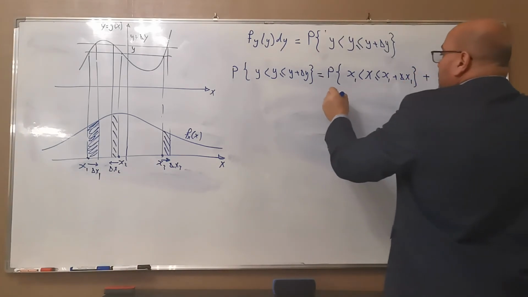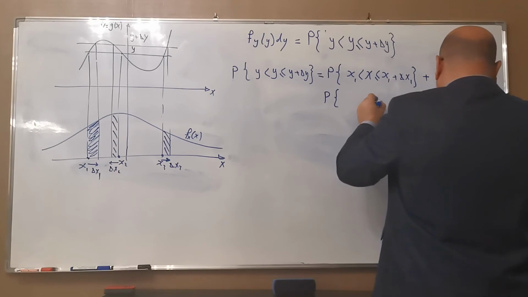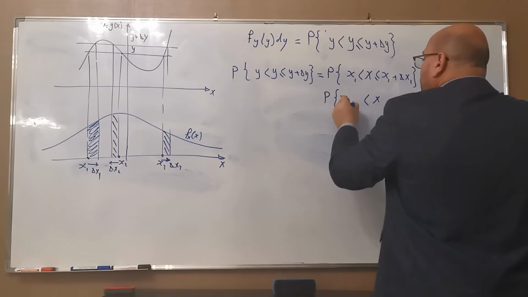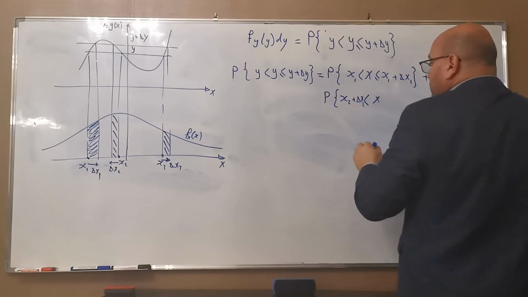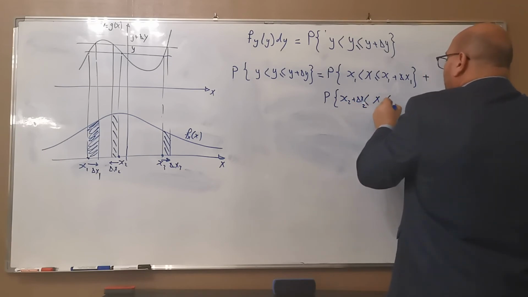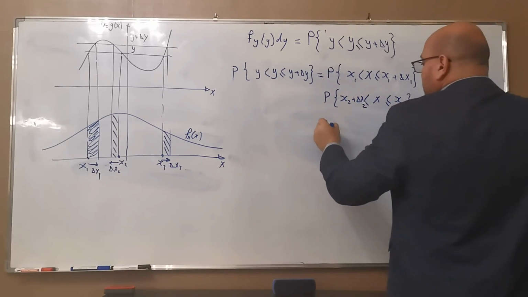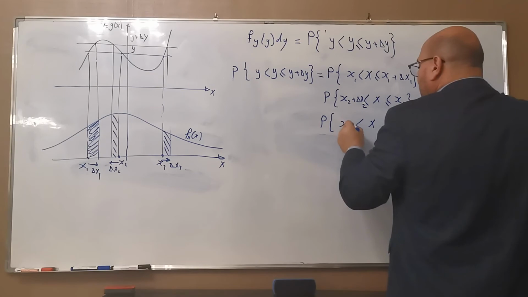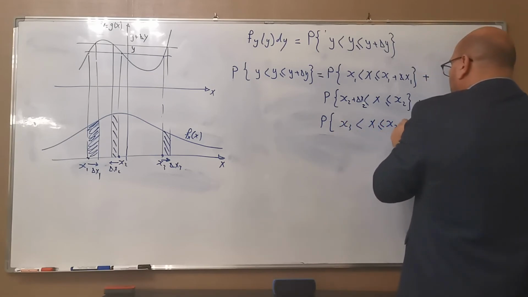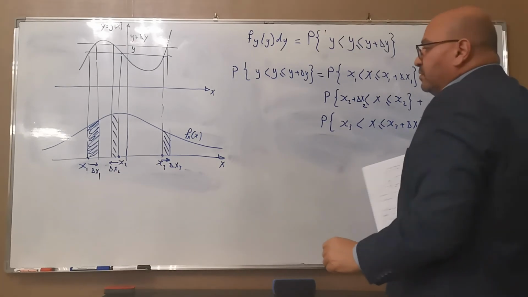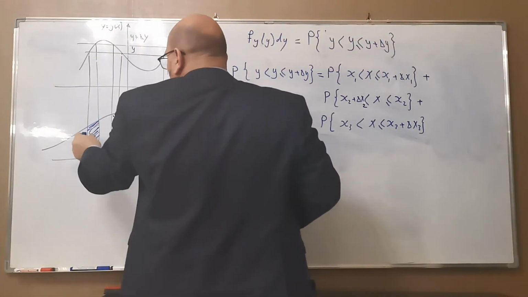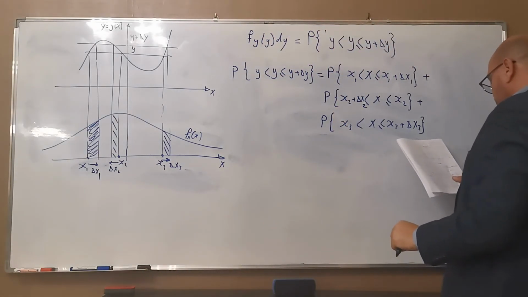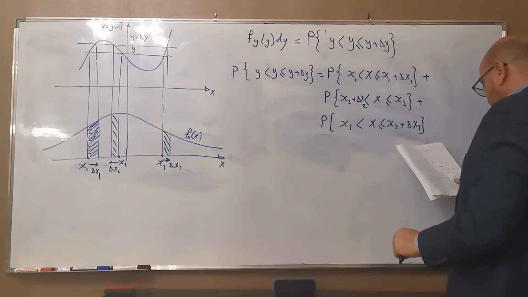plus the probability that x is greater than x2 plus delta x2, because delta x2 is negative, and less than or equal to x2, plus the third one, the probability that x is greater than x3 and less than or equal to x3 plus delta x3. So for one change in y, you have three changes in x. So you have three periods, three probabilities. You have to sum them up because they are disjoint and find their probabilities.